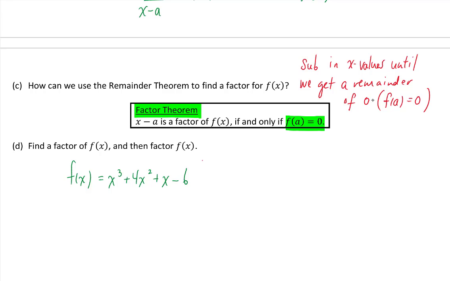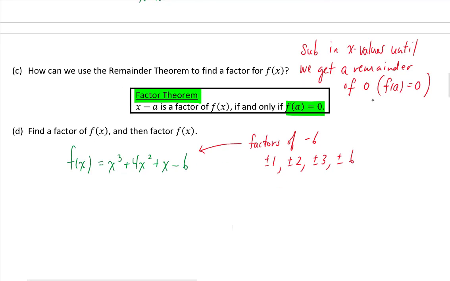Well, the first way is to look at the last term, the negative 6, and ask, what are the factors of negative 6? So for example, we have plus or minus 1, plus or minus 2, plus or minus 3, plus or minus 6. So these are the numbers that you should try. We've already tried 2 and we know that doesn't work, but we just go through the list and try all these numbers until we hit one that gives us 0.